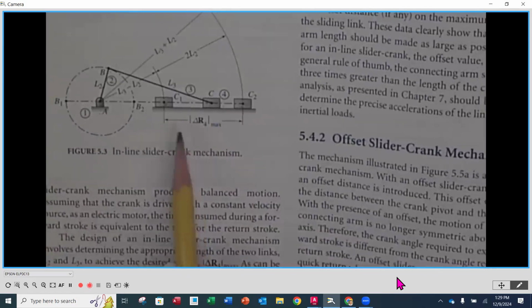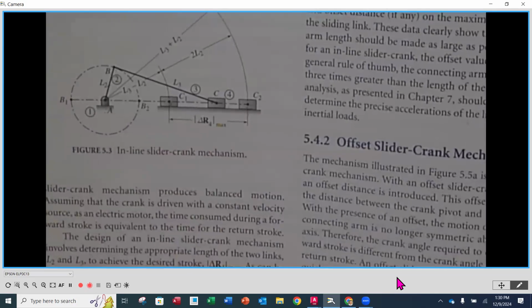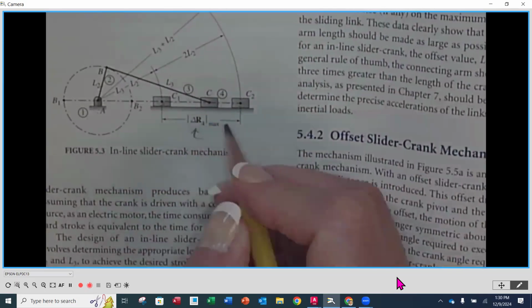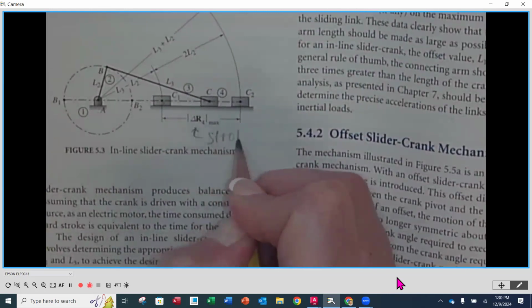And then stroke is the difference between C1 and C2. What's the full displacement that we get as we go one rotation around with that crank? This difference right here is the stroke.